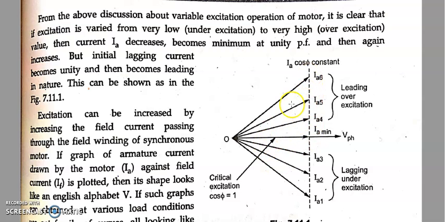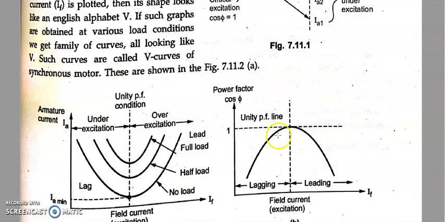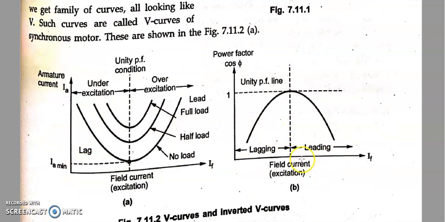Okay, this is what we have with this figure. Now coming to the V curve as well as the inverted V curve. So how do we get the V curves? It is by plotting armature current versus field current, that is, excitation. From this point you can see, when I decrease the excitation, what is happening? The current is getting increased, yes or not?